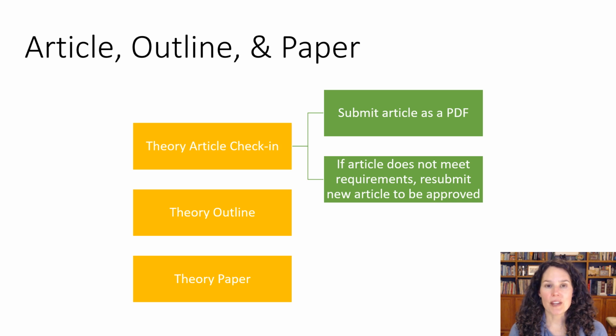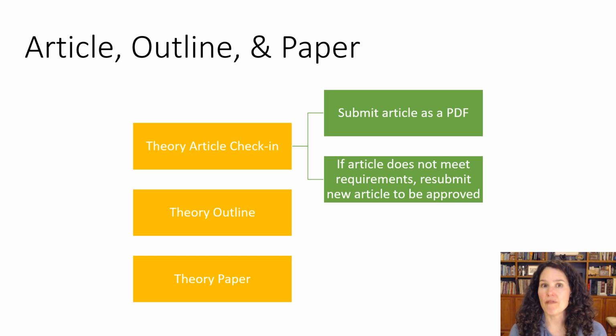Okay, so the theory paper assignment is organized into 3 separate assignments. So the first one is the theory article check-in, which happens early on, and in this you submit the article as a PDF file. And if it doesn't meet requirements, then you resubmit the article back into this Dropbox so that we can approve it. It doesn't change your original grade, but it does give you kind of the green light to go ahead and work on your outline.